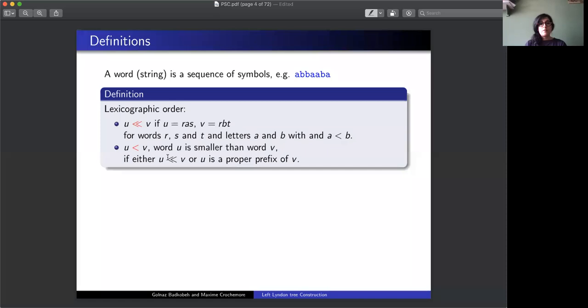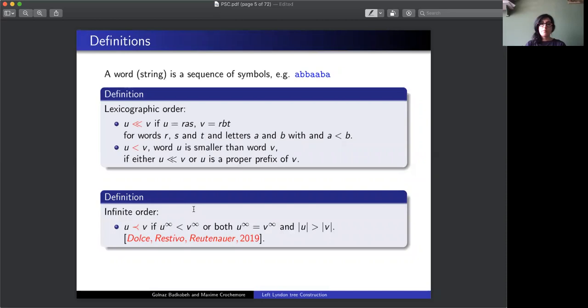Then we can say that U is smaller than or equal to V if either U is strictly smaller than V or U is a proper prefix of V. So you can think of this as how the dictionary is sorted and written. Then we have another ordering, this infinite order introduced by Dolce et al. in 2019. We say U is smaller than V under infinite order if infinitely many concatenation of U is smaller than infinitely many concatenation of V, or infinitely many concatenation of U is the same as infinitely many concatenation of V, but the length of U is greater than the length of V.